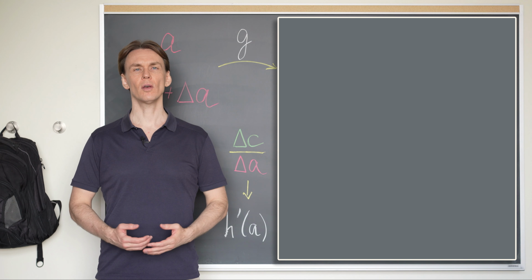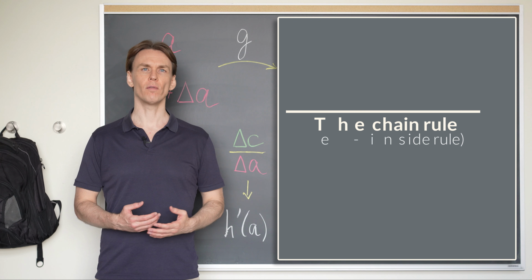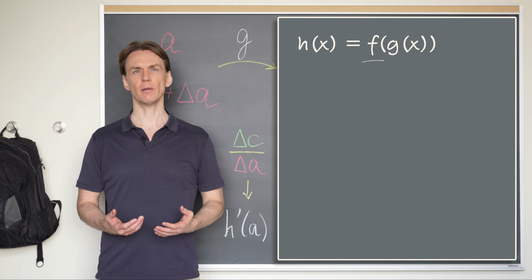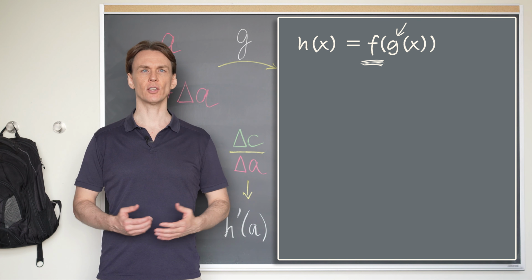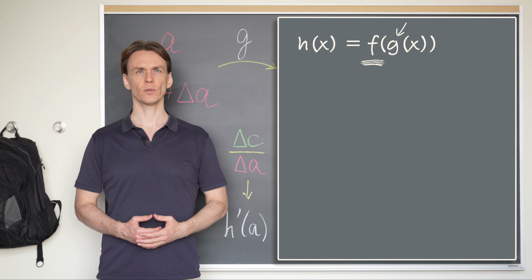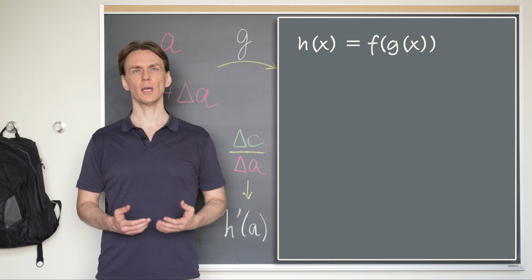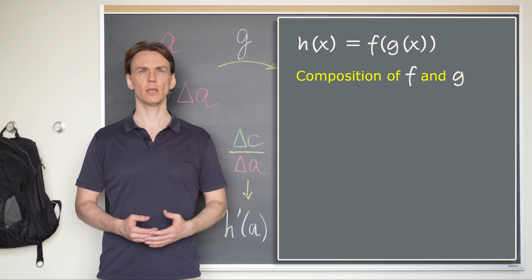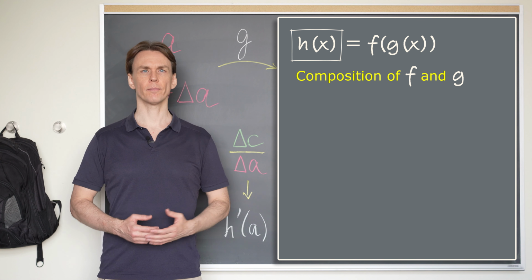In this video, we will discuss the chain rule for computing the derivative of a composition of two functions. So let's say we have some function f of x, and inside of it we plug in another function g of x. This operation, when you take one function and plug it into another, is called the composition of these two functions f and g. And let's write this composition as h of x.